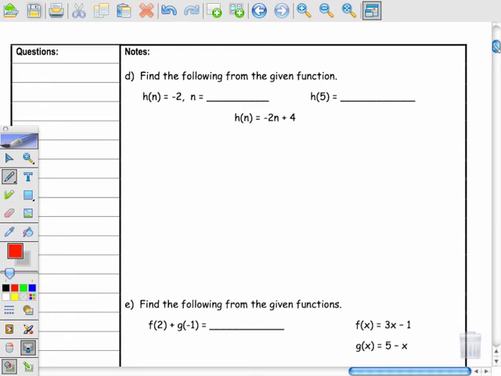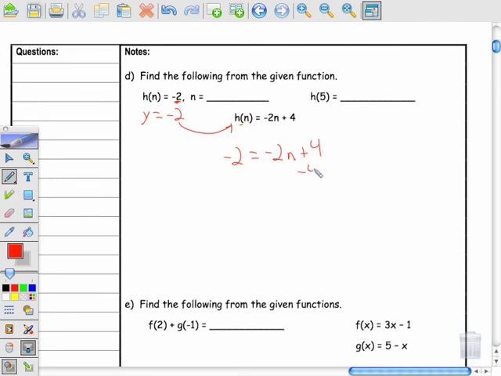Alright, part D. Find the following from the given function. It says h of n is equal to -2, and it tells you h of n right here. Here's the equation. Again, this is like saying y equals -2. So plug that in right there. You're going to put -2 equals -2n plus 4. I just substituted -2 in for h of n.